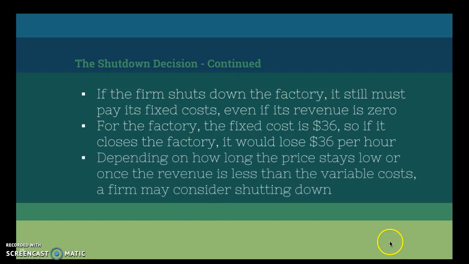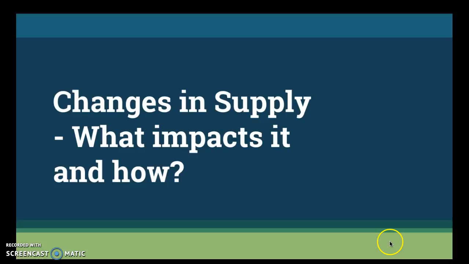But depending on how long that price stays low, or that moment that the revenue is less than the variable cost, a firm might consider shutting down. So it shouldn't always shut down immediately, but if it goes on too long or comes to the point that the revenue is less than the variable cost, it should consider shutting down.